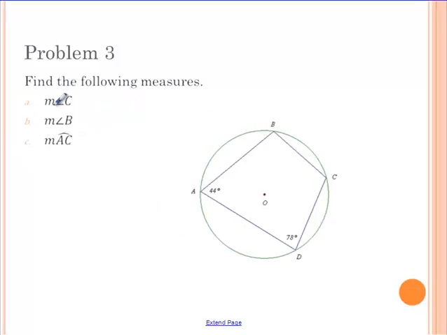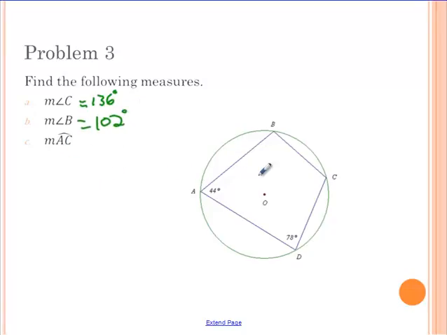Alright, find the following measures. We need angle C. We did a property that angles in a quadrilateral that are across from each other are supplementary. So 44 plus what gives me 180, and we're going to get 136. Let's erase it and start over. 136. Angle B is across from this one. Those need to add up to 180 also, and we get 102.